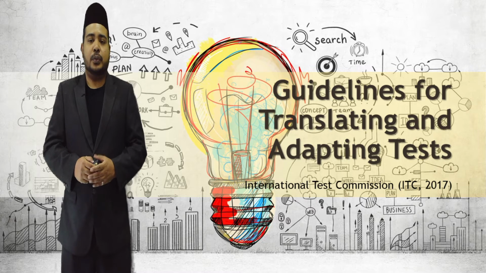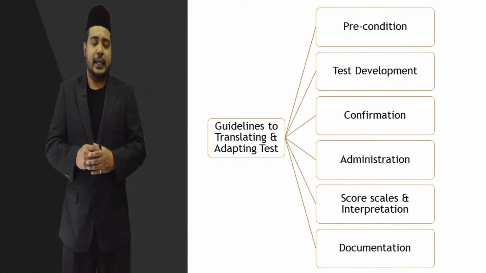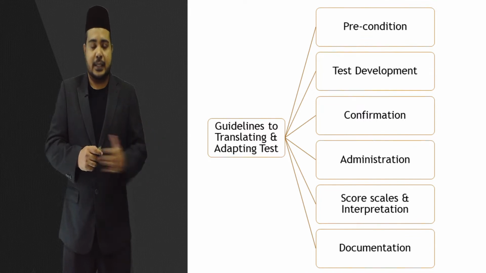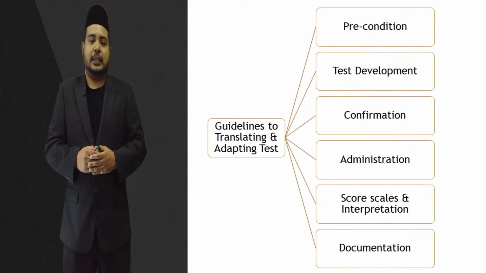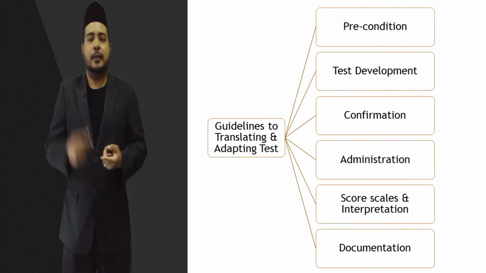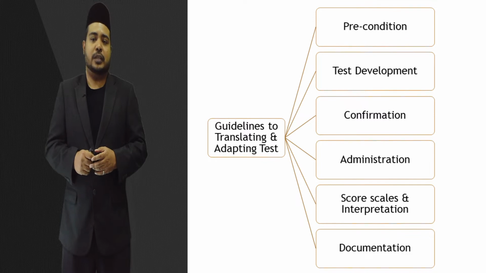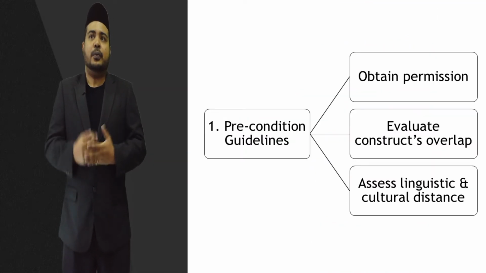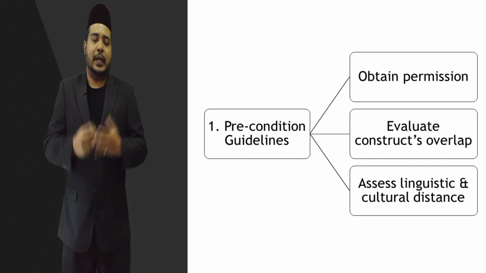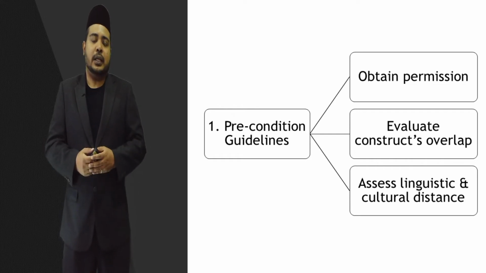So in this short video, we are going to discuss 6 guidelines which involve all the processes in adapting and translating a test. The guidelines involve the preconditions, test development, confirmation, administration, score scales and interpretation, as well as documentation. First and foremost, before we embark on adapting and translating a test, we need to make sure of 3 things. First, obtain permission. Second, evaluate construct overlap. And third, assess linguistic and cultural distance.